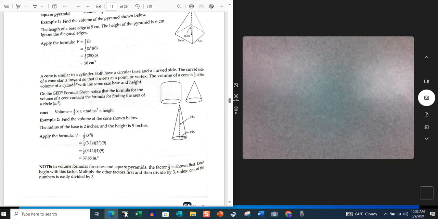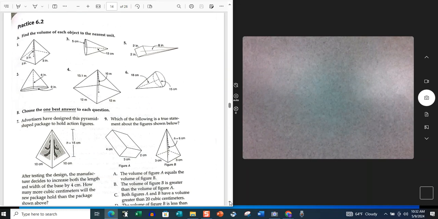So on the GED formula sheet, notice that the formula for the volume of a cone contains the formula for finding the area of a circle. So basically, the volume of a cone is 1/3 times pi times radius squared times height, which we have here.